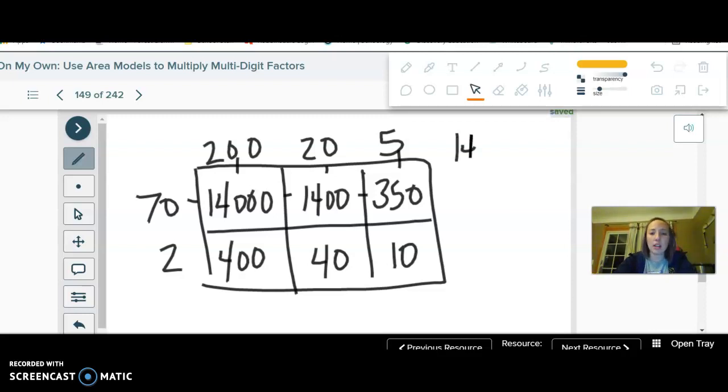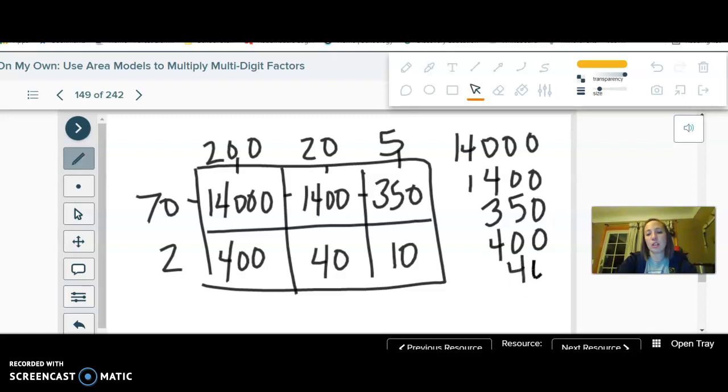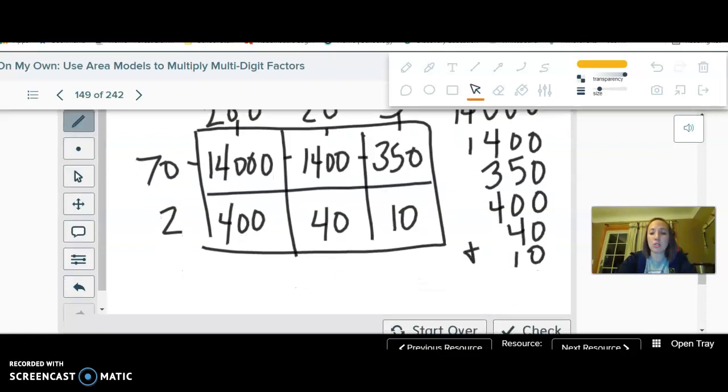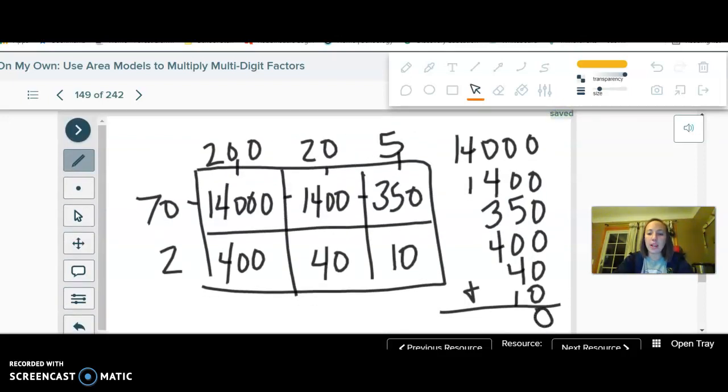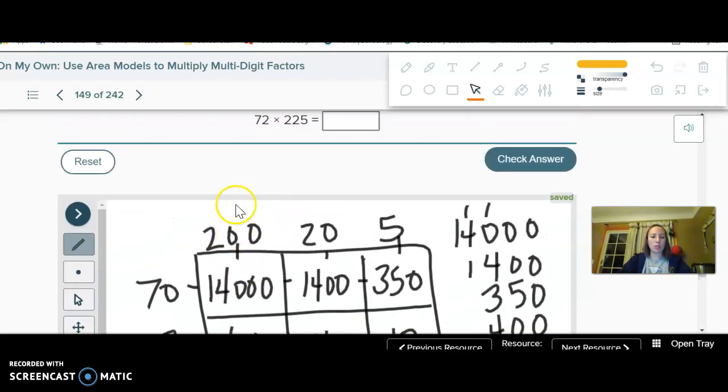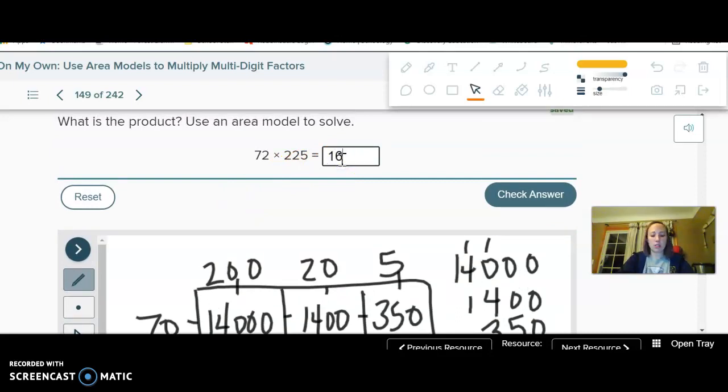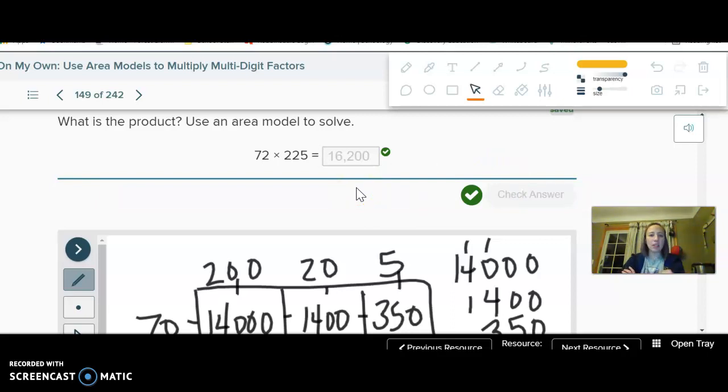So now if I add them all together, 440, 10. If you got it wrong, make sure you're paying attention and asking, what did I do wrong? Maybe I copied it down wrong. Maybe I accidentally multiplied wrong. Maybe I got all those numbers and I just added wrong. That happens, right? 5, 6, 7, 8, 12, 6, and 1. So 16,200. I think it's okay if I put a comma. There we go. All right. If you still need help, let us know, and good luck.